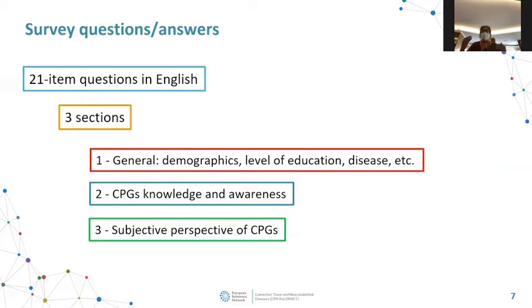One section asked general questions like demographics and level of education. Did we really need this kind of question? But we had it at the beginning. Then disease-specific: do you have one of the 10 diseases covered by ReCONNET, and maybe also other diseases? And then the knowledge and awareness of clinical practice guidelines, and the subjective perspective of the guidelines.